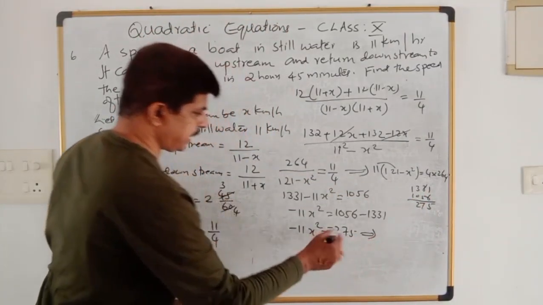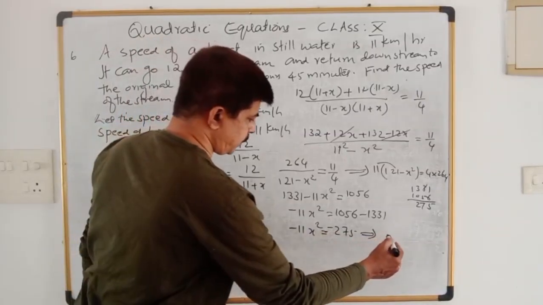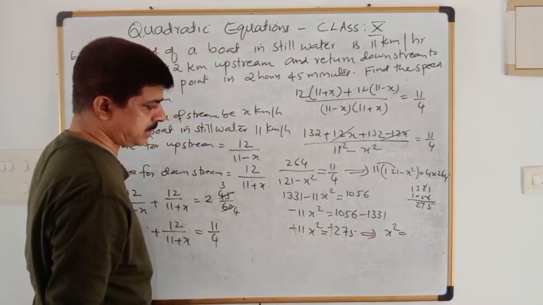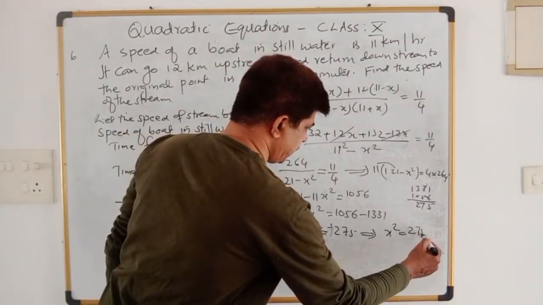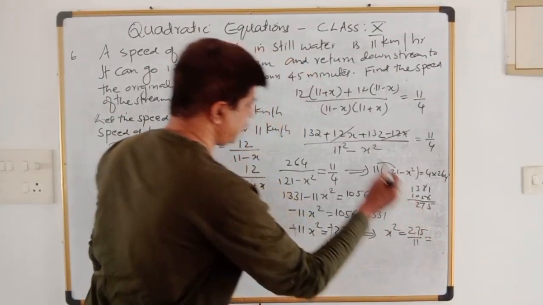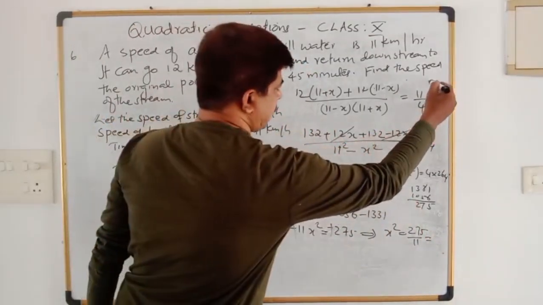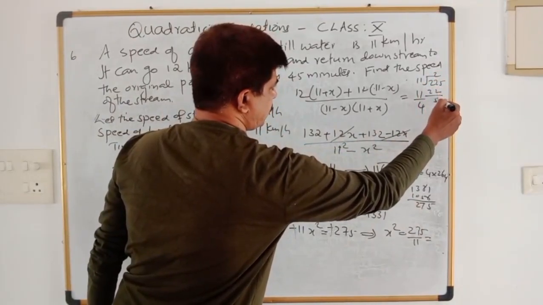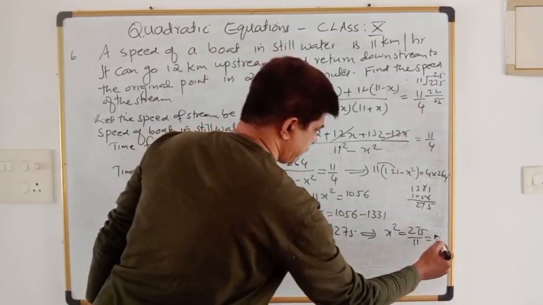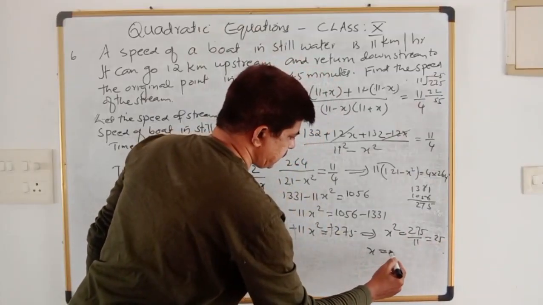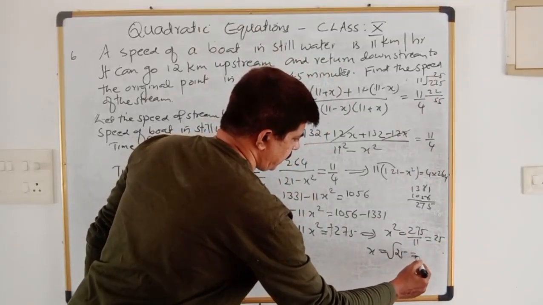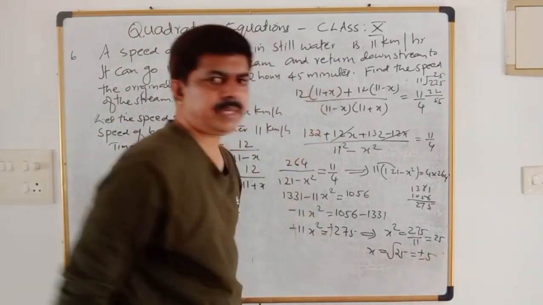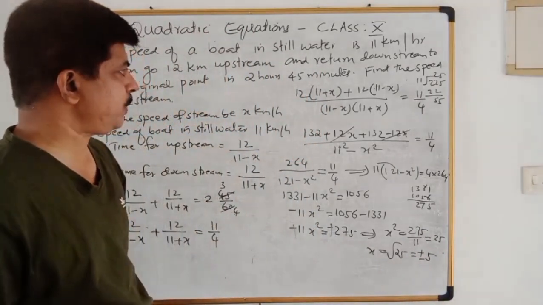275. Implies both sides negative, it becomes positive. So 275 by 11. What is 275 by 11? We'll divide. 275 by 11, 2 9s are 22, okay, 25. X square is 25 means x is equal to root 25. What is the x value? This is a speed, so the negative value will be rejected.